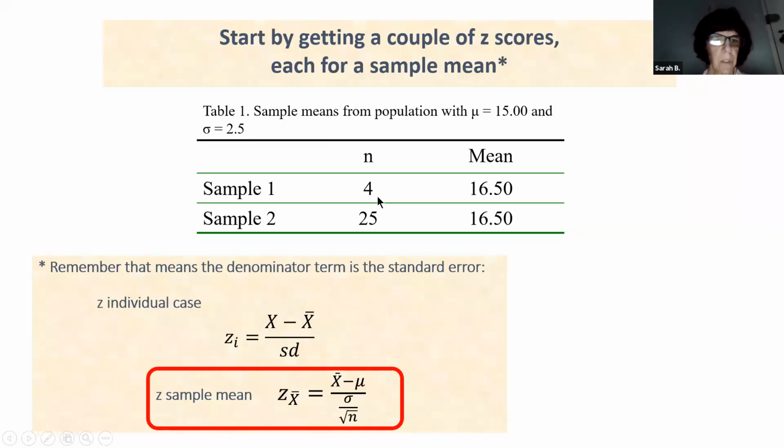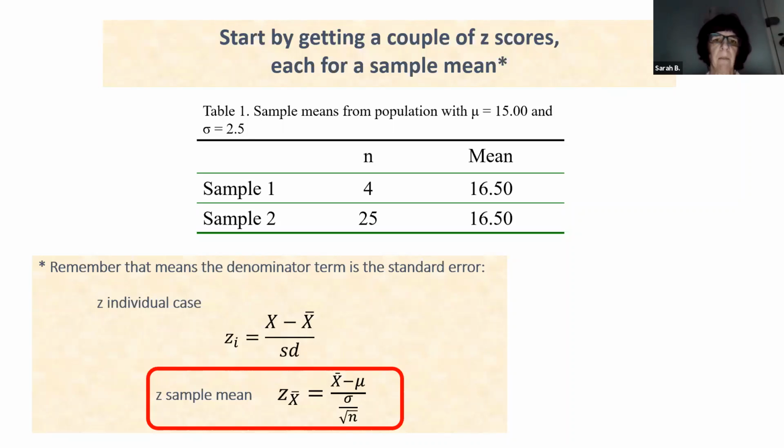My apologies. So that z sub i should be the individual score sub i minus the mean over the sample standard deviation. But when you have a sample mean as opposed to an individual case, so you've drawn a sample of a given size from a population distribution, you have the z for that mean, which is that mean minus mu, the population value, divided by what's known as the standard error of the mean, and that's the population standard deviation divided by the square root of your sample size.